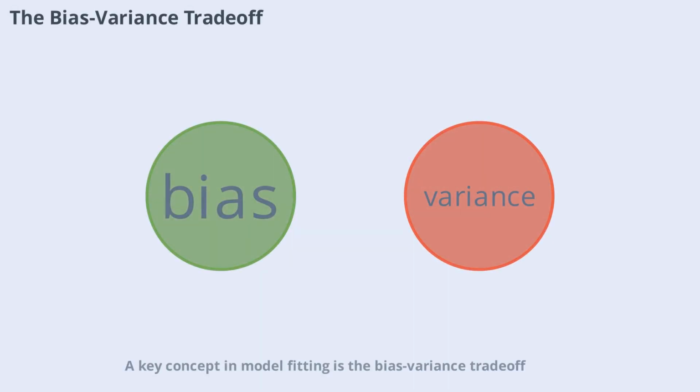A key concept in model fitting is the bias-variance trade-off. Bias refers to errors from overly simplistic models, while variance refers to errors from models that are too complex. The goal is to find a sweet spot where both bias and variance are minimized, resulting in a model that generalizes well. Understanding this trade-off helps you choose and tune models more effectively.